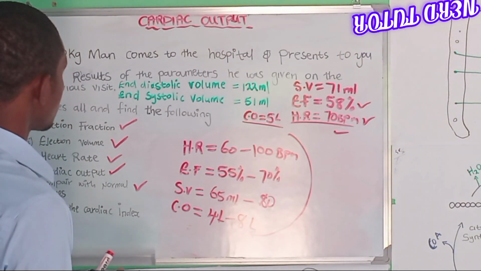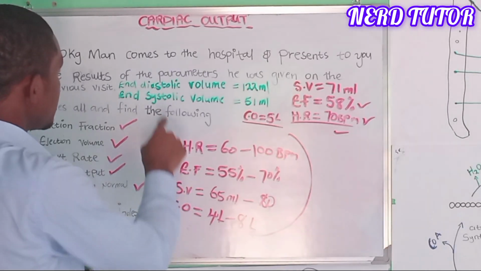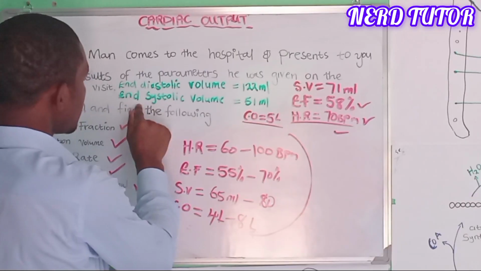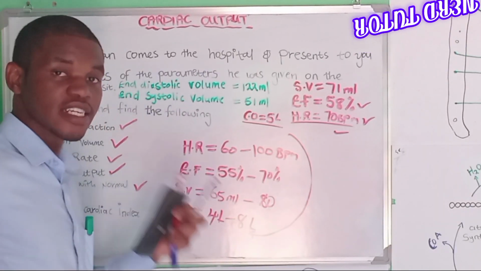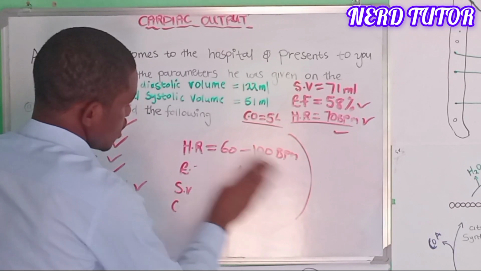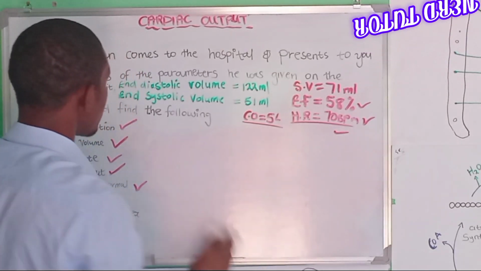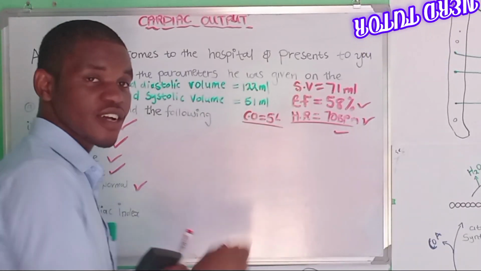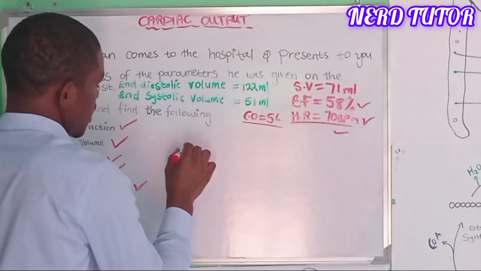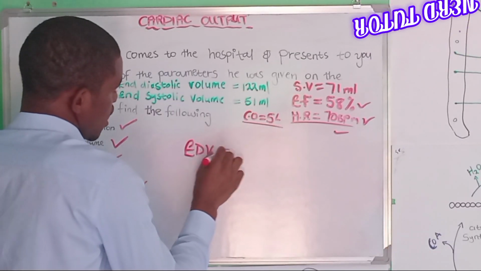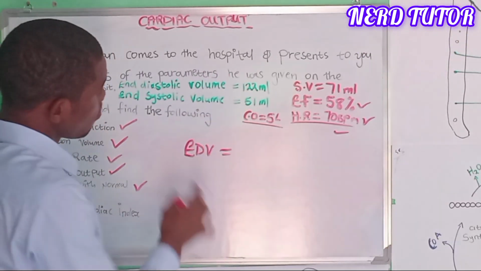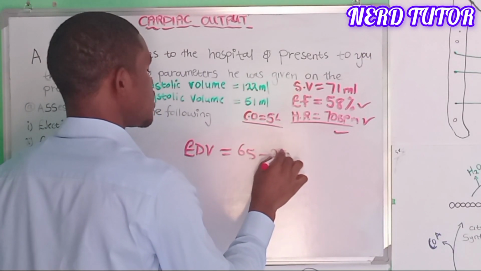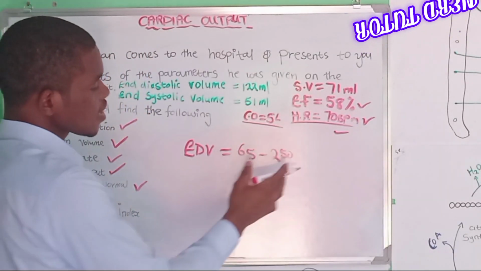Now let us also compare what we calculated initially, the end diastolic volume and the end systolic volume, to their normal values, because we have to know even their normal ranges. Are they falling within the range or not? The normal range for end diastolic volume should be between 65 to about 250, 260, somewhere there.